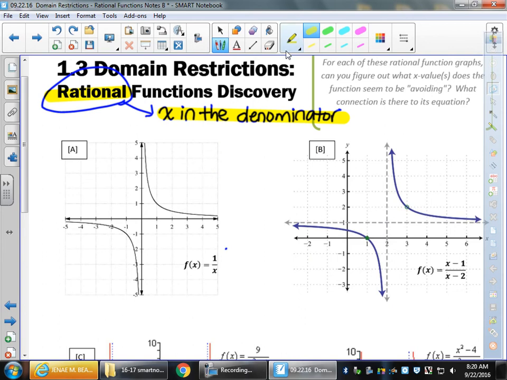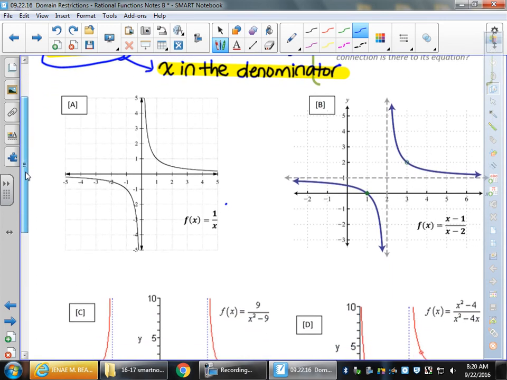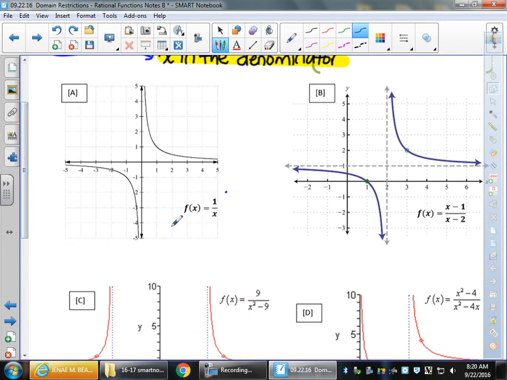So just like yesterday where we were looking to make connections between the function and the graph, we're going to do the same thing today. So this is the graph of f of x equals 1 divided by x. Does this graph seem to be avoiding something?